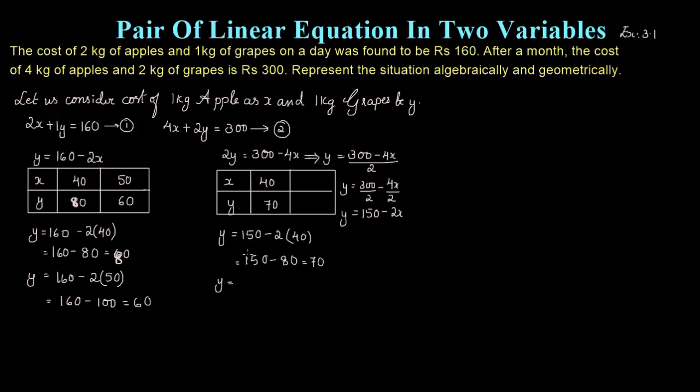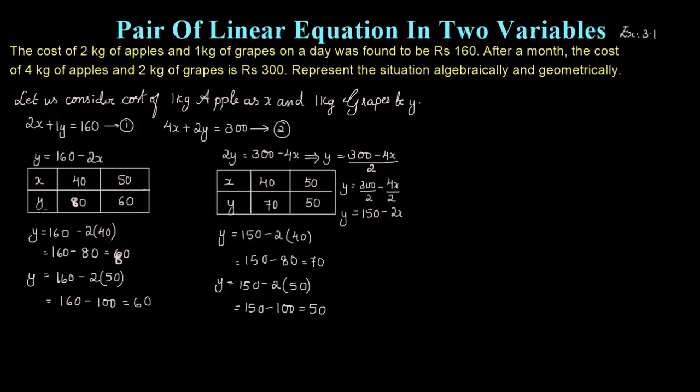Then in the place of x, let me put 50 here also. Let us check what I am going to get. 150 minus 2 into 50 is again 100. So you will be getting 50 here. So for 50 you got the value of y also 50. So these are the points that you have got.